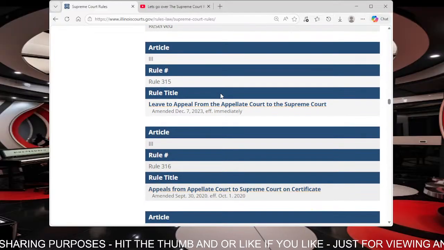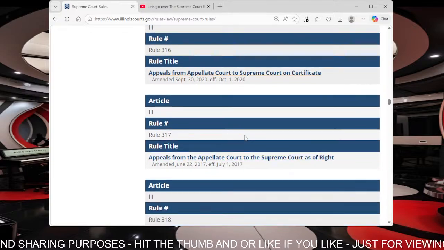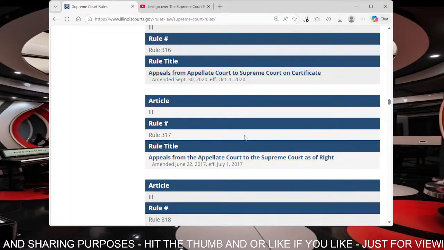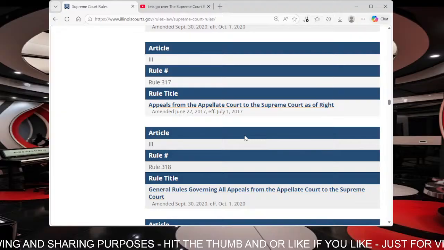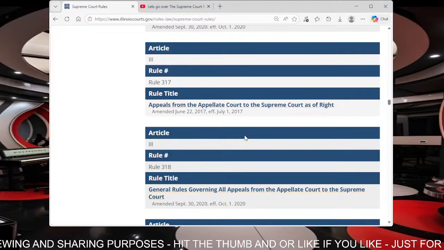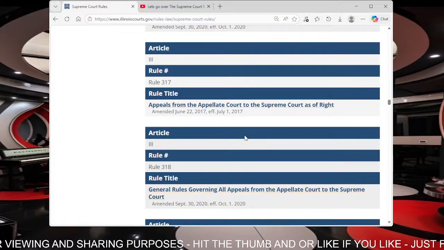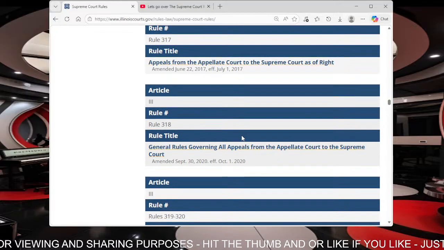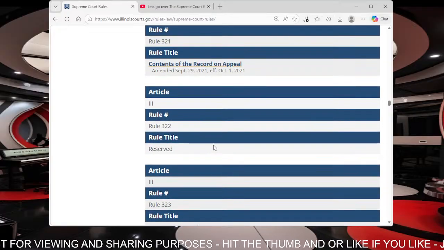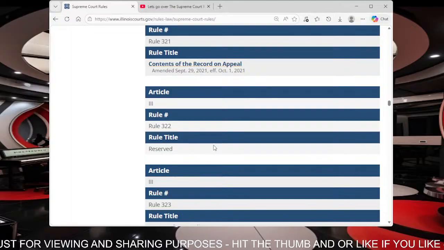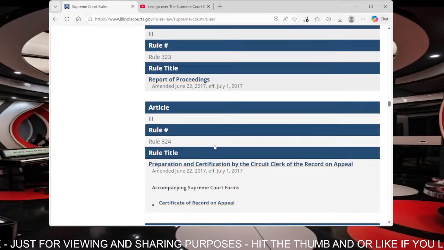315, leave to appeal from the appellate court to Supreme Court. 316, appeal from the appellate court to Supreme Court on certificate. 317, appeals from the appellate court to the Supreme Court as of right. 318, general rules governing all appeals from the appellate court to the Supreme Court. 321, contents of the record of appeal. Yeah, this is all in the appellate section here, these rules.